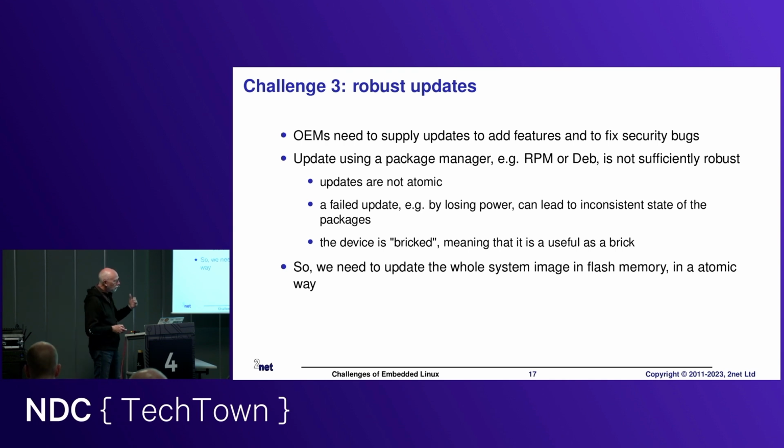Instead, we can update the entire system image in one go. So we treat the root file system and any other components as a single entity. We update the whole thing in one go. This can then be made atomic. Either we did the update or we didn't do the update. It's easy to differentiate.